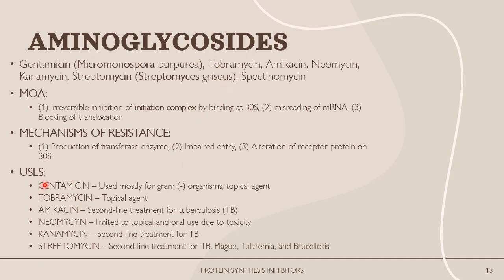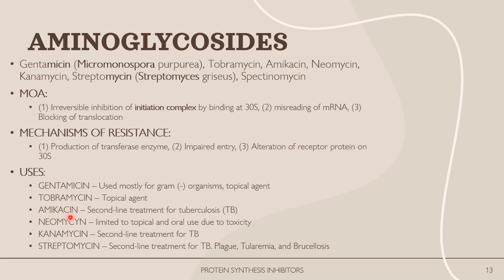So where do we use our aminoglycosides? Number one, gentamicin is used mostly for gram-negative organisms. So it is usually combined with a beta-lactam antibiotic, ampicillin, no? In patients with neonatal sepsis. I can still recall when I was still affiliated with a local hospital, we were prescribing gentamicin along with ampicillin, okay, for neonatal sepsis.